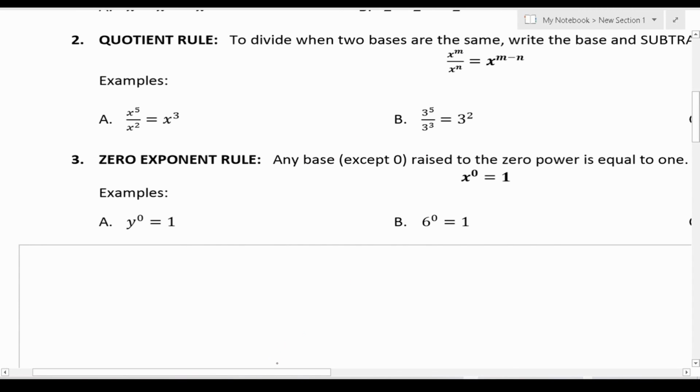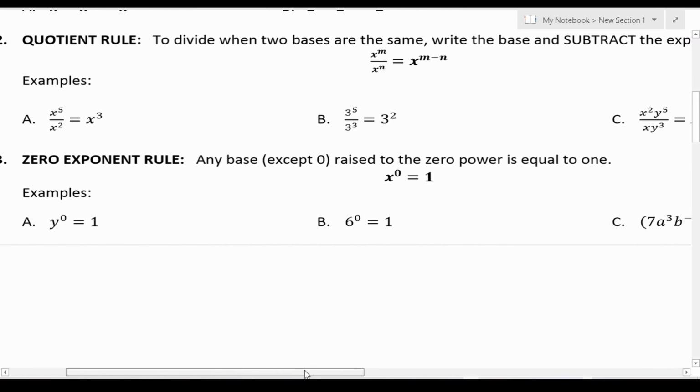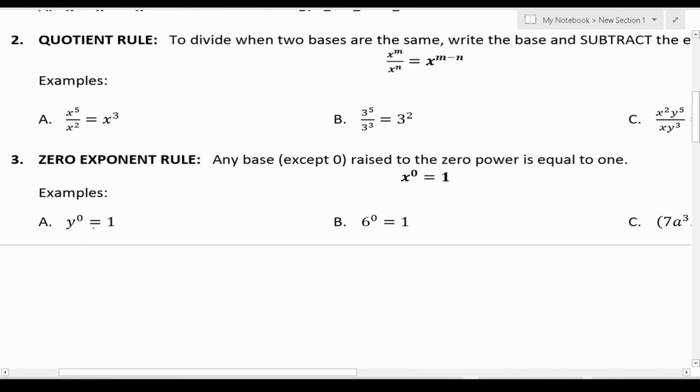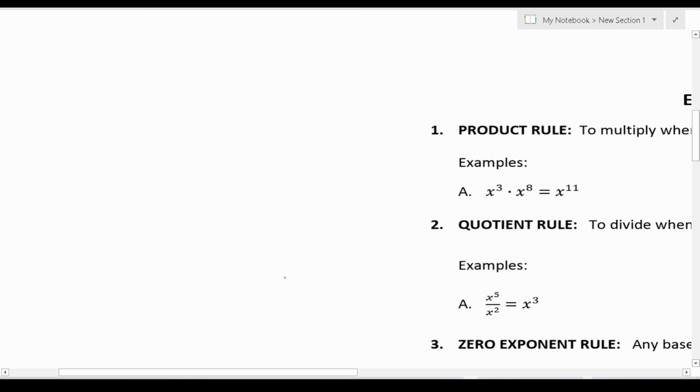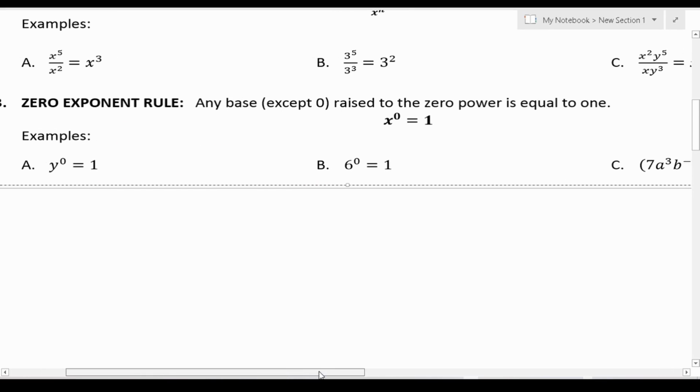All right. The zero exponent rule says any base except 0 raised to the 0 power is just equal to 1. So x to the 0 power is just 1. Y to the 0 power is just 1. 6 to the 0 power is just 1. Sorry about that. I wanted to erase that marker I made. Y to the 0 power is just 1. 6 to the 0 power is 1.